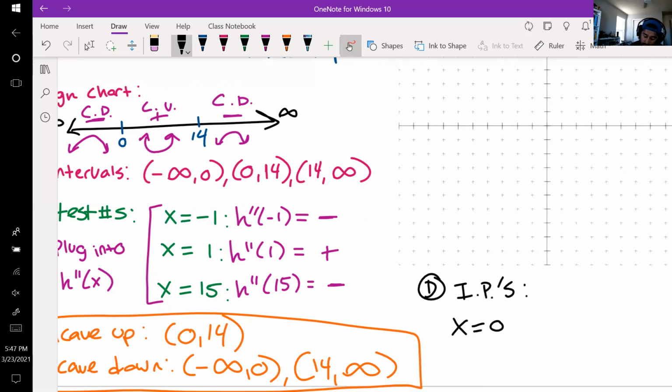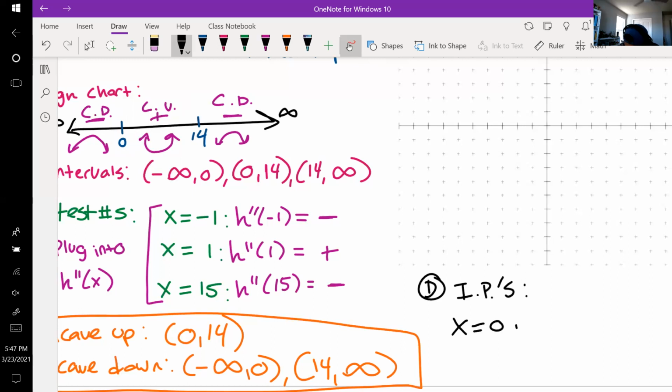So we look at 0 and we see that the sign to the left of it is negative and the sign to the right of it is positive. Did the signs change? Yes. Also, you can look at the concavity. We went from concave down to concave up. So again, the signs have changed. This means that x equals 0 is an inflection point.